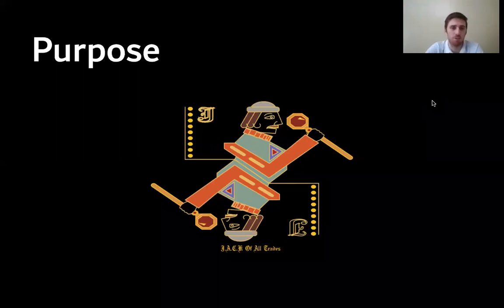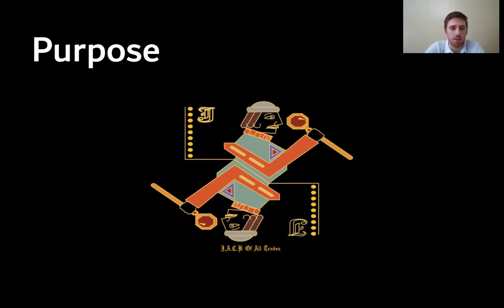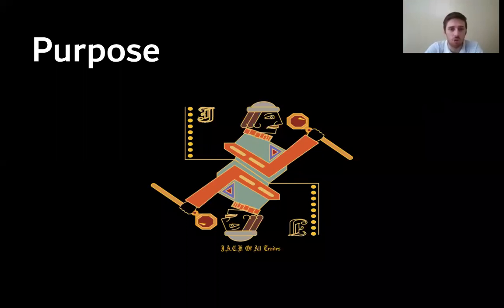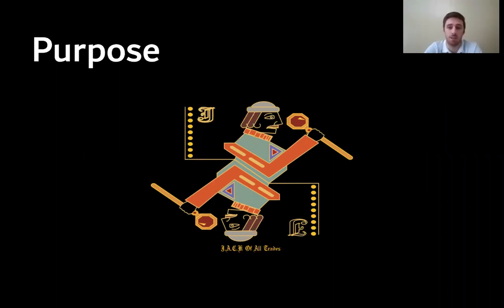Okay, so purpose, and what is the purpose of this campaign? So just start off with a little something about ourselves. Jack of All Trades is actually an acronym made with all of our names. The name is meant to show that we're capable of doing everything together.